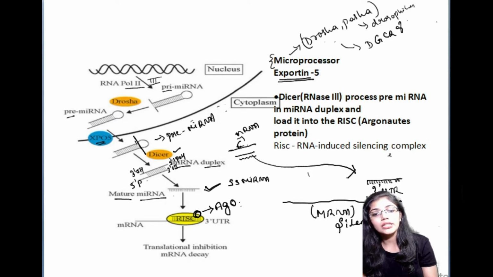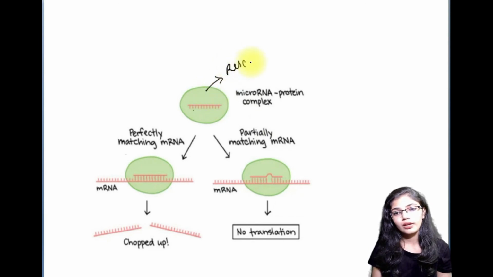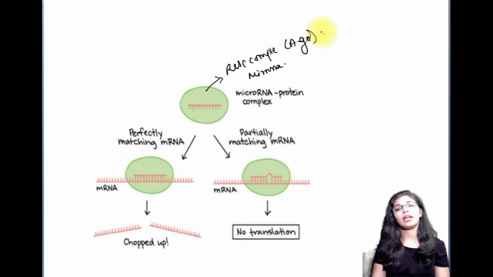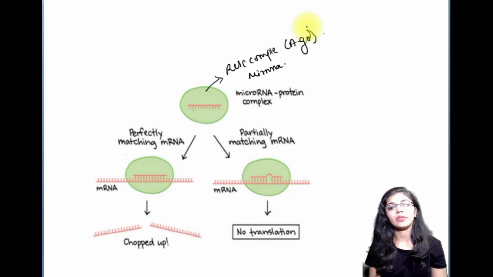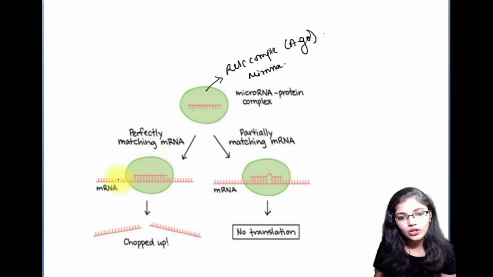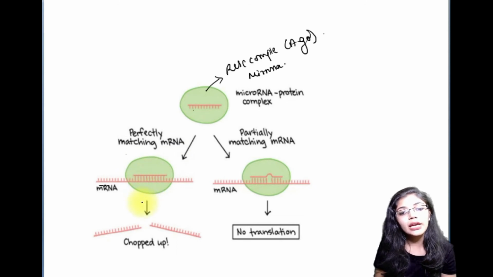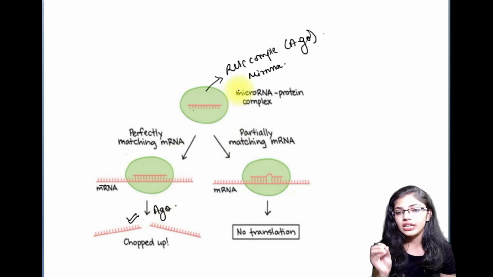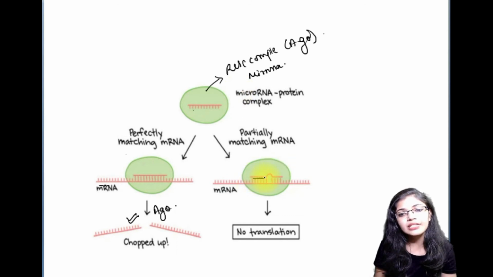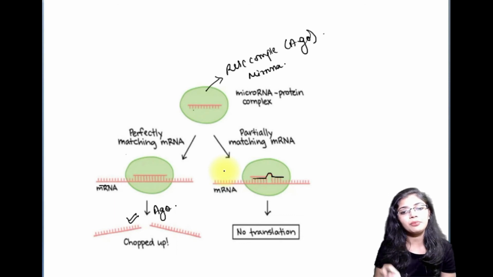Now we will see how it is inhibited. Here we are having the RISC complex along with miRNA, along with AGO. AGO is a protein which is responsible for chopping. If this miRNA which is present is perfectly matching with the 3' UTR region of the mRNA, if it is having a total complement with the 3' UTR region, then what will happen? It will be chopped up, and this chopping is done by the protein Argonaute. If the miRNA which is present is binding with only a little portion and some portions are not binding, then what will happen? There will be no chopping, it will only be inhibited during the process of translation.